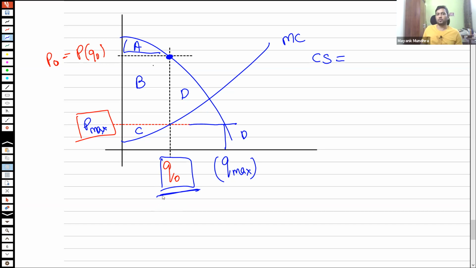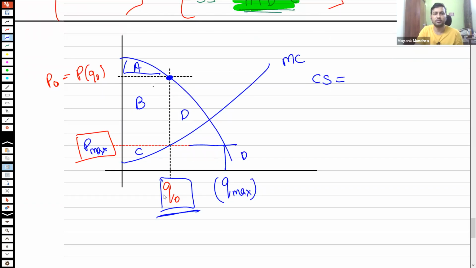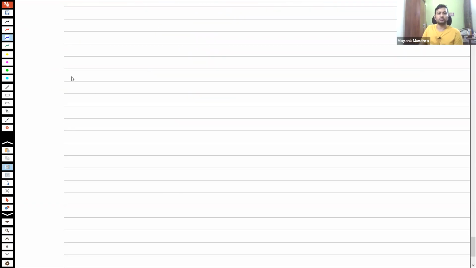Okay, let's come back to this case again. Maybe we need some more examples to be able to do that. Let's do a case of taxation first. That is somewhat easier to handle.